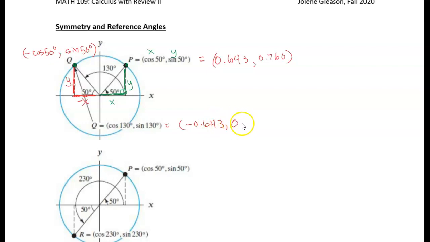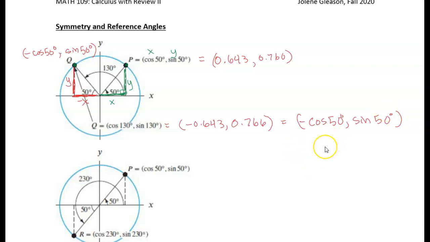So 0.766, okay? Which is equal to, like I just said, the negative of the cosine at 50 degrees, and that's exactly the same as the sine of 50 degrees. The y coordinate is the same. The sine value is the same as at 50 degrees.